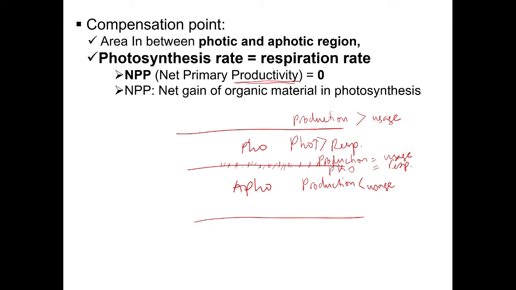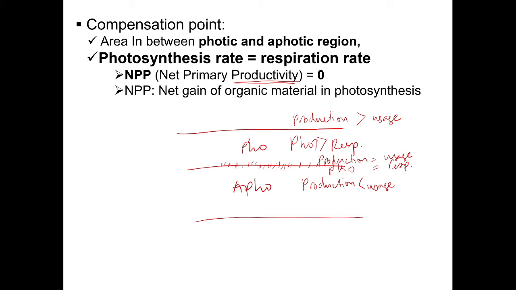So at this compensation point, di kawasan area yang di mana productivity is equal to usage, the photosynthesis is equal to respiration, it is called compensation point. Kawasan ini dipanggil titik compensation. Titik compensation. Jadi kalau soalan dia bagi tahu, okay, di kawasan satu titik ni NPP dia zero. So apakah nama kawasan itu, area itu? Jawapan dia adalah compensation point.